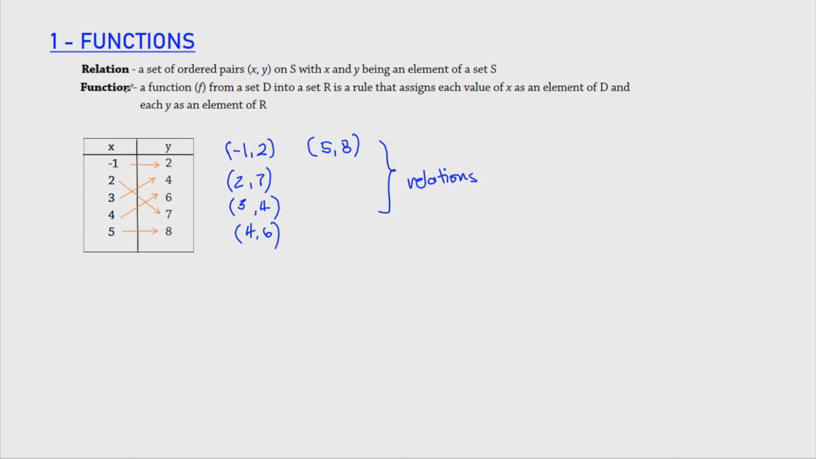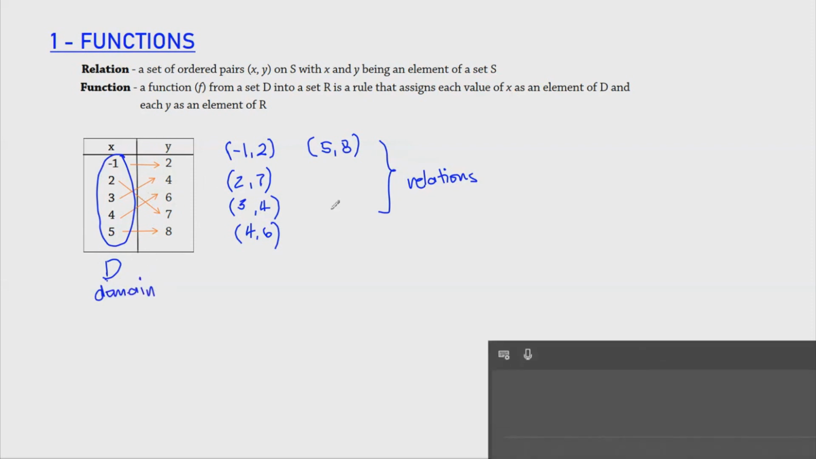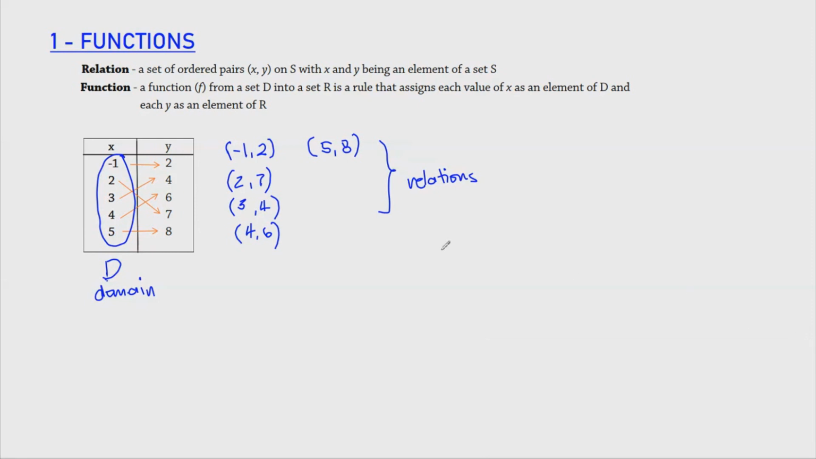Parang sa relationship din ng tao, nagfa-function lang siya once there is a good relation. So parang siyang ganun, no? So what we do here is simply check on these values. Sinasabi natin na a function f from a set D into a set R is a rule that assigns each value of x as an element of D and each y as an element of R. We call all the values of x here the D, and D stands for the domain. And then these values of y here, we call the range, or simply the R. So these are the domain and these are the range.